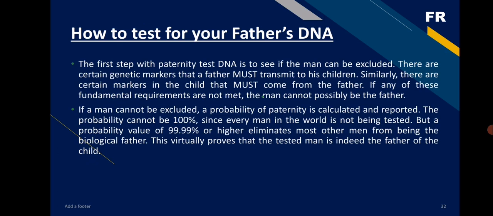The first step with paternity test DNA is to see if the man can be excluded. There are certain genetic markers that a father must transmit to his children. Similarly, there are certain markers in the child that must come from the father. If any of these fundamental requirements are not met, the man cannot possibly be the father. If a man cannot be excluded, a probability of paternity is calculated and reported. The probability cannot be 100% since every man in the world is not being tested, but a probability value of 99.99% or higher eliminates most other men from being the biological father. This virtually proves that the tested man is indeed the father of the child.